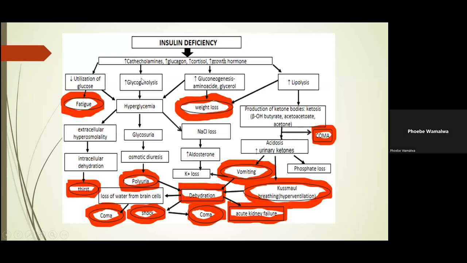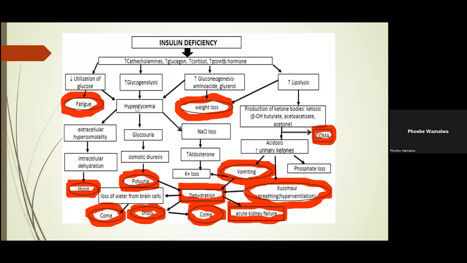At the same time, because of increased counter-regulatory hormones, there is now breakdown of glycogen in the body. There's gluconeogenesis from amino acids, from glycerol, and there's also lipolysis. And all this will lead to hyperglycemia. When there's increased blood sugar levels in the body, there's a rise in extracellular hyperosmolality. With this rise, it draws water from the cells, causing intracellular dehydration. And so the patient develops thirst and hence polydipsia.